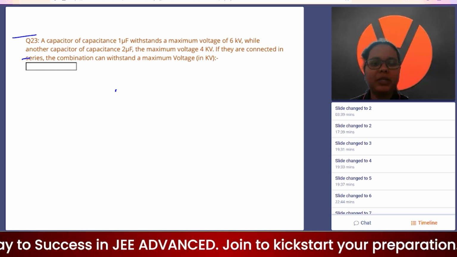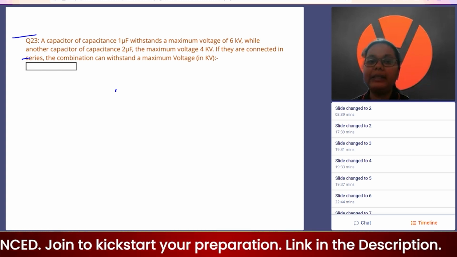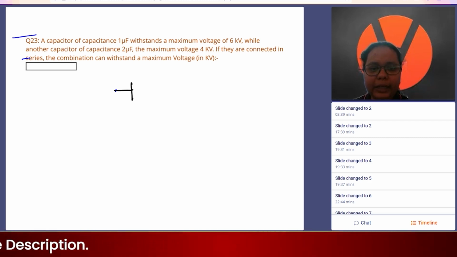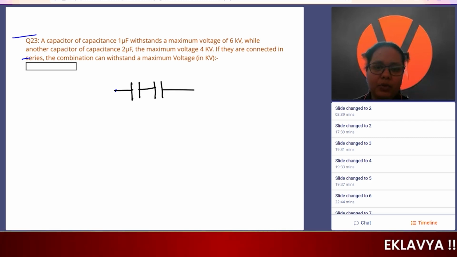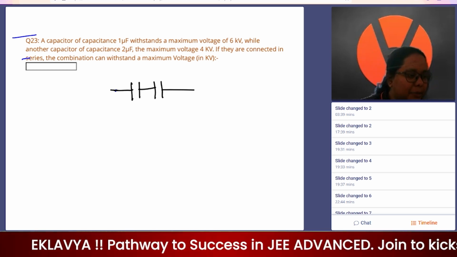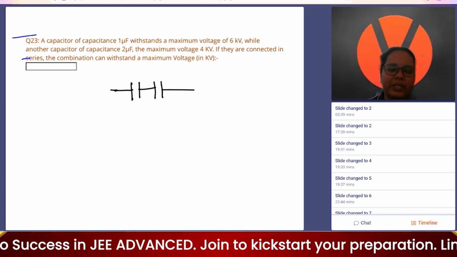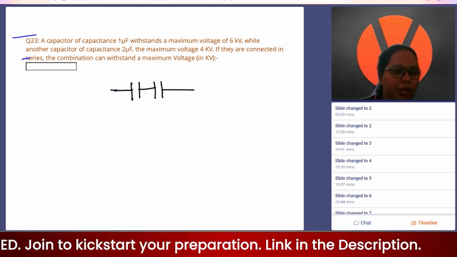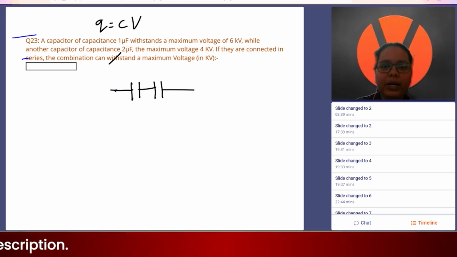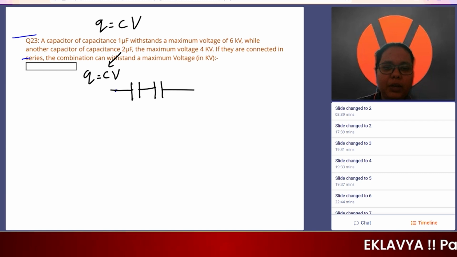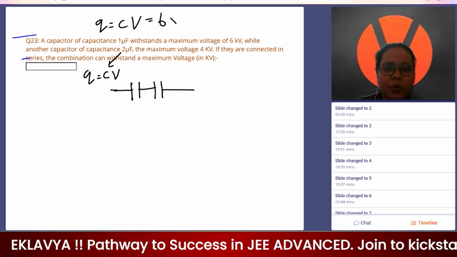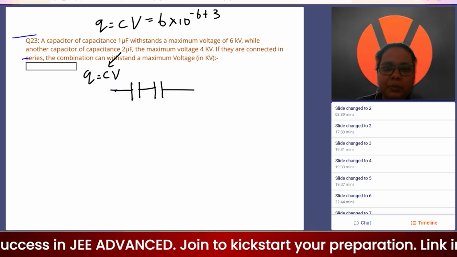A capacitor of capacitance 1 microfarad and 2 microfarad are individually withstanding this much voltage. Now they are connected in a series combination. When connected in series, what is the maximum voltage it can withstand? This is the question. If individually they are withstanding this much, then Q is equal to CV, and here Q is again CV. So what is the value over here? C into V, so 6 into 10 power minus 6 plus 3.